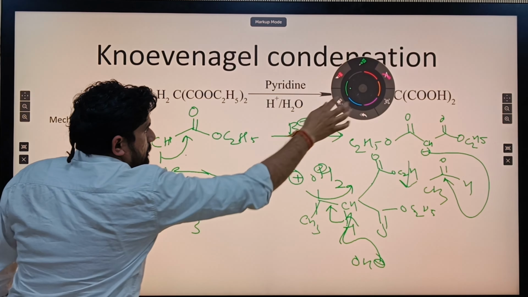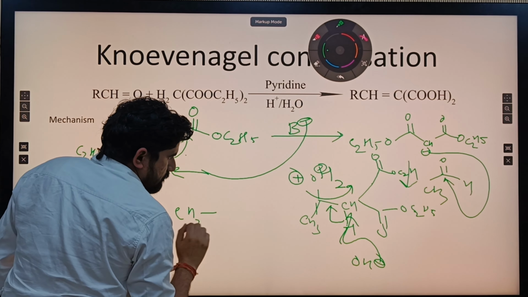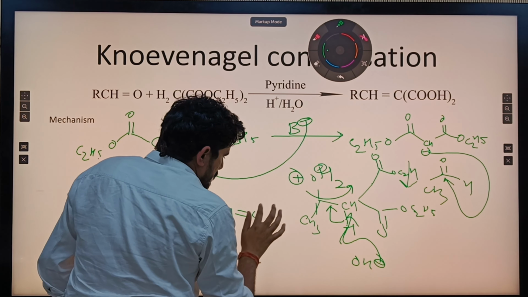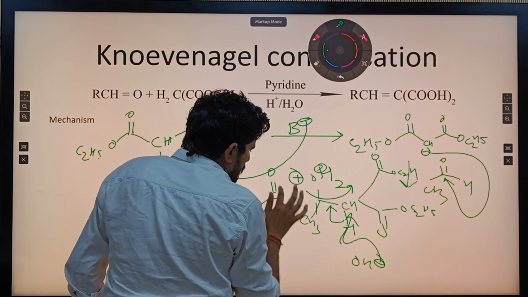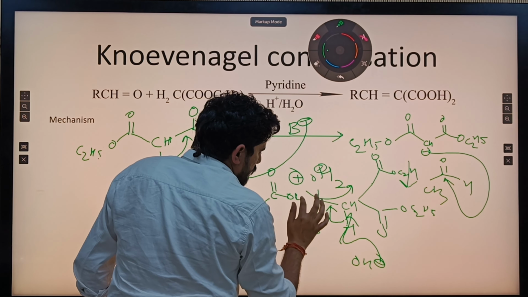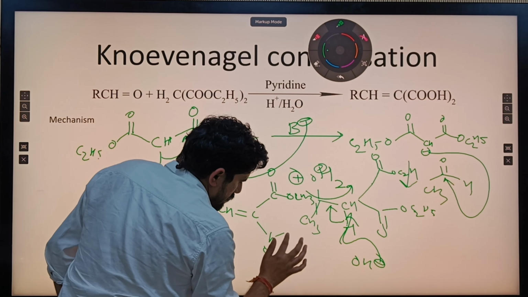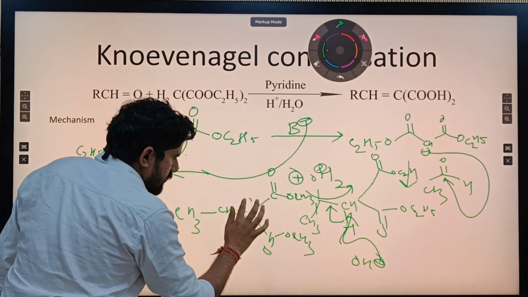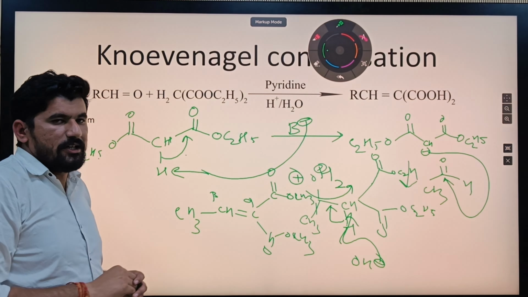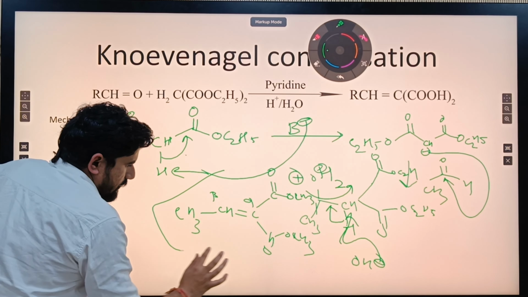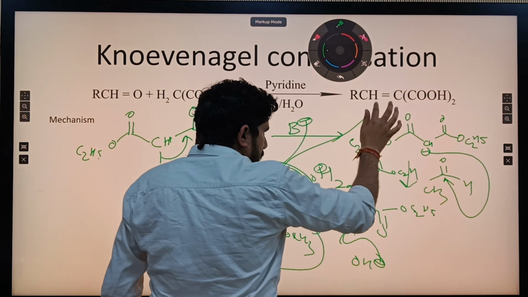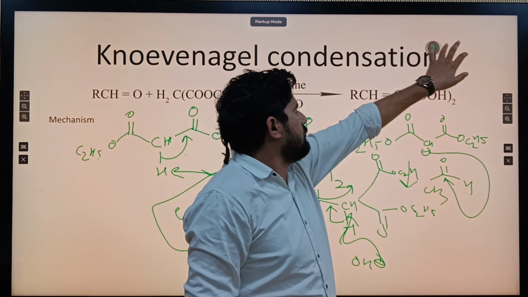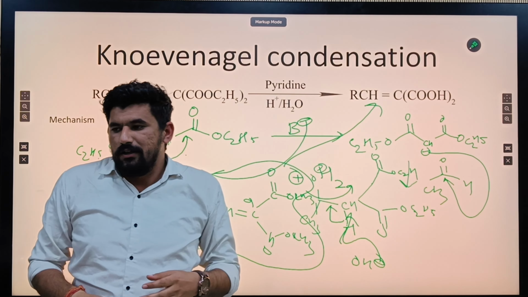So we have CH3 and CH double bond C and electron withdrawing group. So this is the alpha beta unsaturated acid we get as a product. So these are the simple name reactions we are discussing.